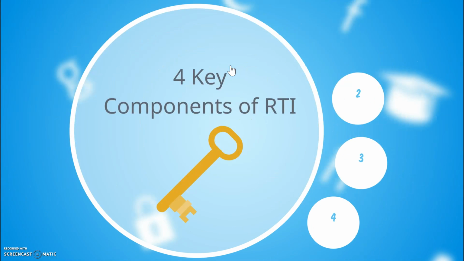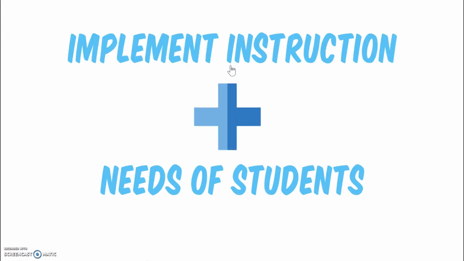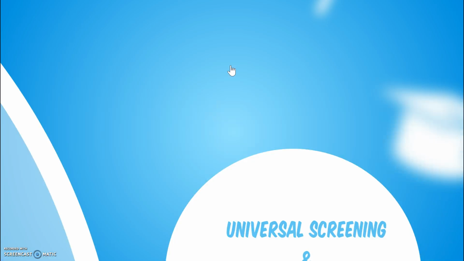There are 4 key components of RTI. Number 1. RTI must implement high-quality, research-based instruction matched to the needs of students throughout all of the multi-tier levels of support. Teachers should not be teaching what they think the students should know or what they think will work, but we must use instructional programs, materials, and practices based on the best research available.